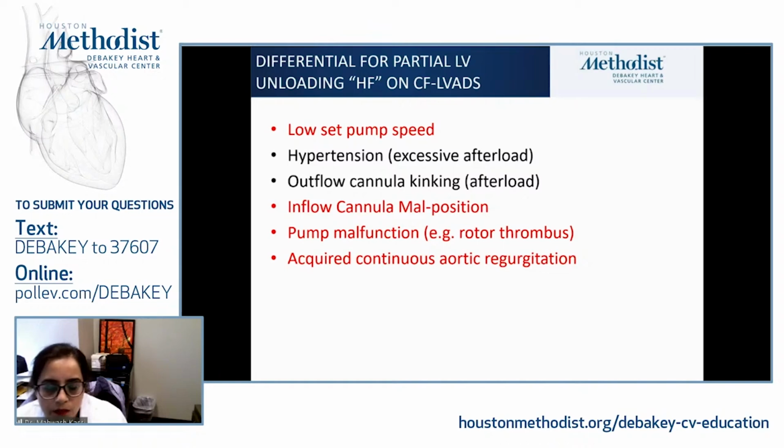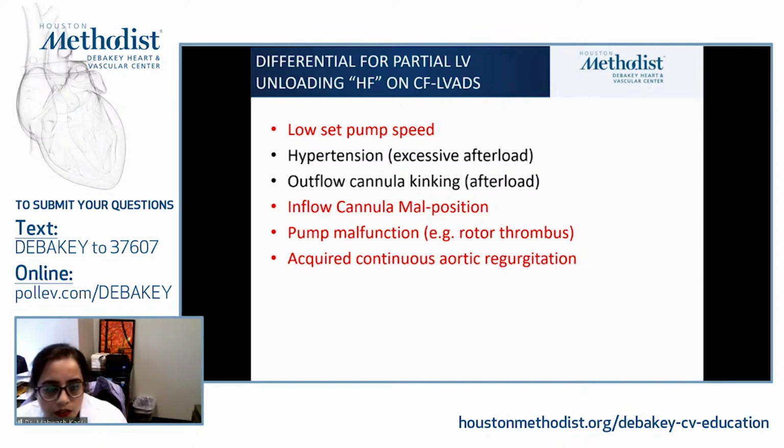The other thing that is important from an LVAD physiology perspective is that hypertension or any type of excessive afterload, whether it's in the form of high blood pressure or outflow kinking, will increase the afterload on the LVAD, and that would hamper the LVAD's ability to unload, basically. So you have to look at what the blood pressure is at the time of doing the echocardiogram.